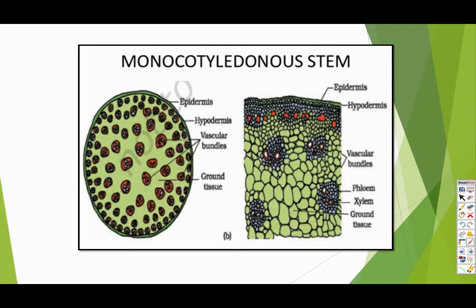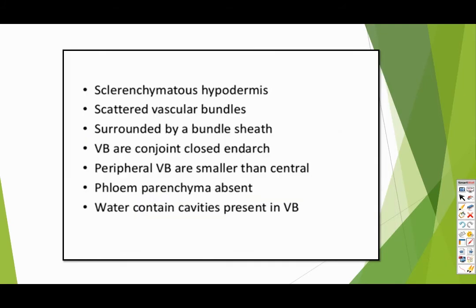What was the monocot stem? Collenchymatous hypodermis. What was the dicot stem? Collenchymatous hypodermis. Whereas the monocot stem is sclerenchymatous hypodermis. They have scattered vascular bundles, whereas in a dicot the vascular bundles are usually in a ring form. They are surrounded by the bundle sheath. Vascular bundles are conjoint, closed. Closed means they don't have a cambium present. The peripheral vascular bundles are smaller than the central. Phloem parenchyma is absent, and a water-containing cavity is present in the vascular bundle.